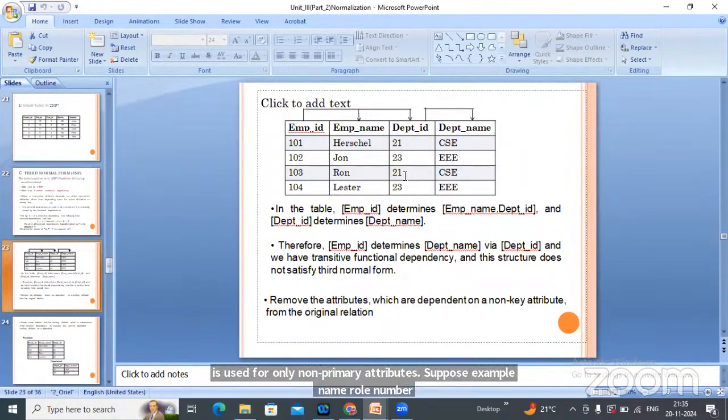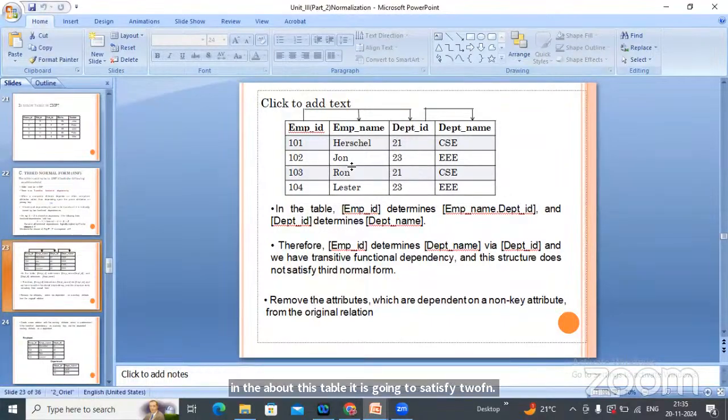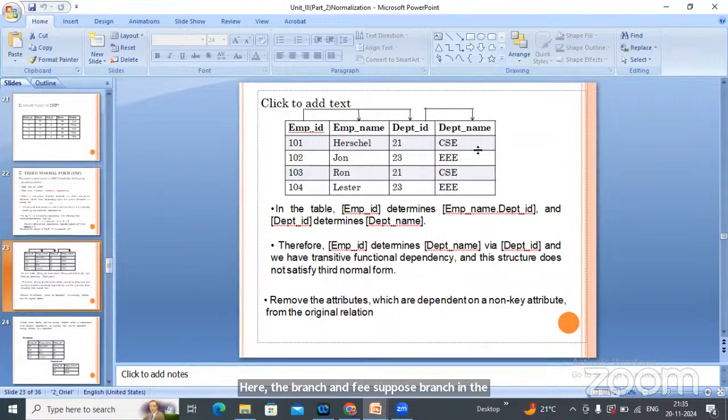Here 1NF is satisfied in this table, and it is going to satisfy 2NF: every row has a single value, there are no partial dependencies. Coming to the second point, it should not have a transitive dependency, meaning here the branch and fee. Branch and fee can be created in one more table. Name, roll number, branch can be one table, and branch, fee can be another. Why? The fee is going to be decided by the branch. That is what transitive dependency is.